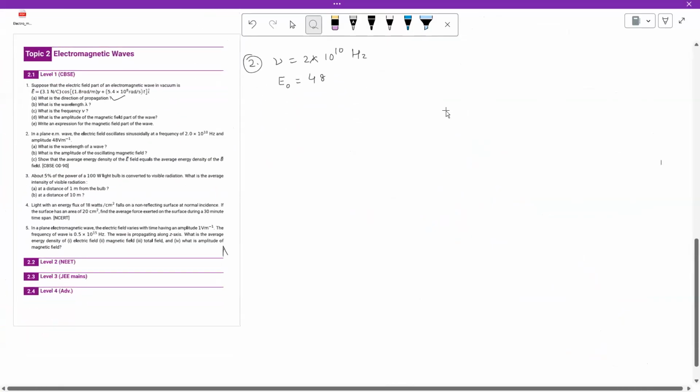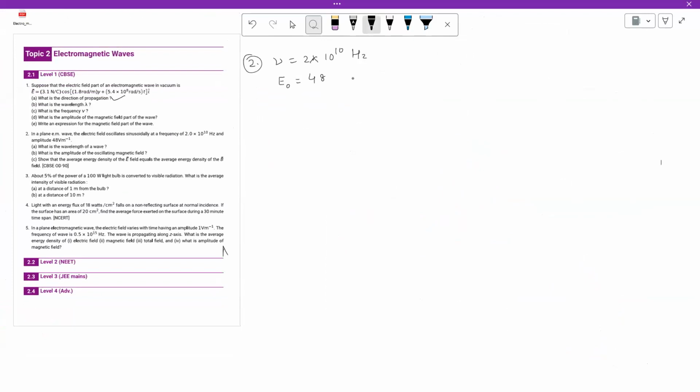So this is 48 volt per meter. Now, what do we need to calculate? The electric field oscillates sinusoidally at this frequency and amplitude. What is the wavelength of the wave? We have to calculate lambda. E naught is given. So how can we calculate the wavelength?